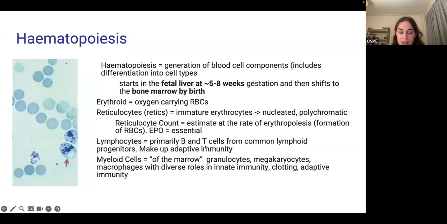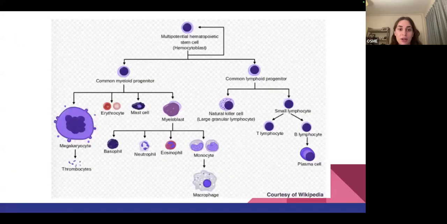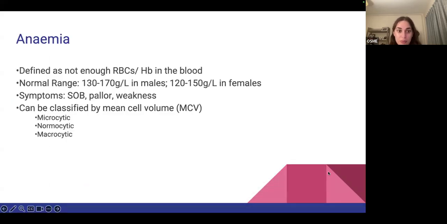Lymphocytes are just B and T cells, so they're the adaptive immune response, and myeloid cells are the innate immune response cells. So think of your macrophages, your granulocytes, so your neutrophils, and megakaryocytes, so all of your clotting platelet factors and stuff. Here is a more visual version for you to go through in your own time.